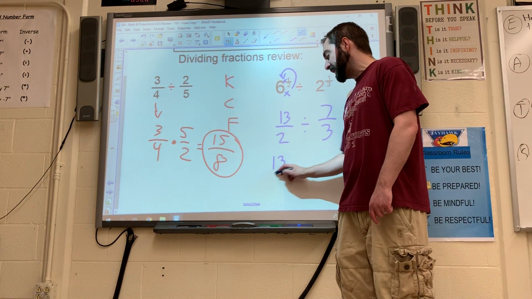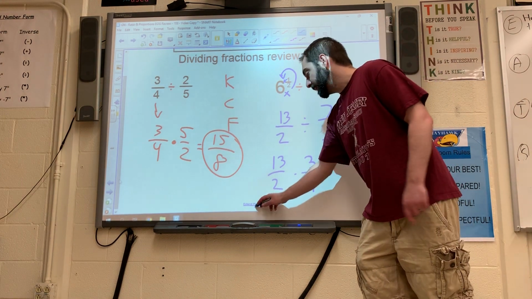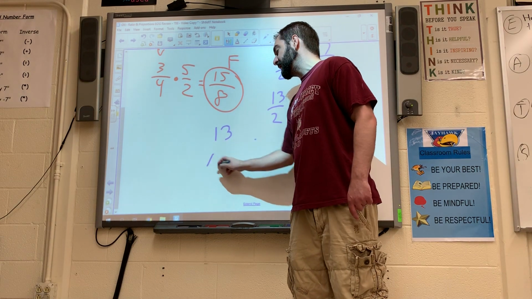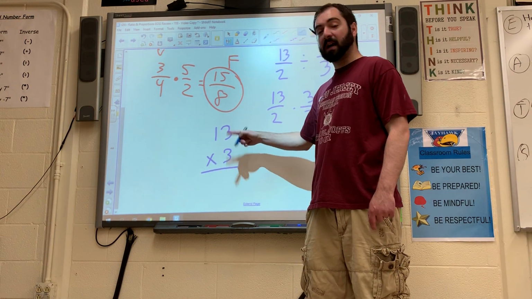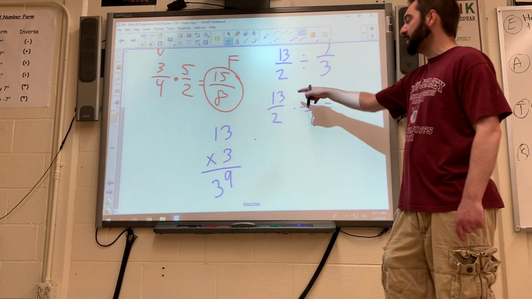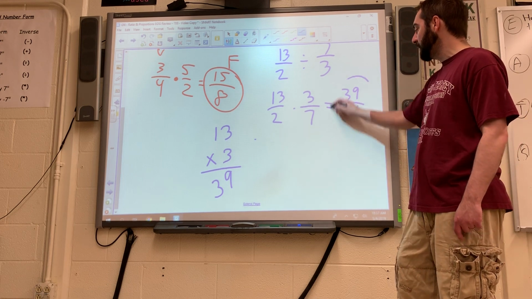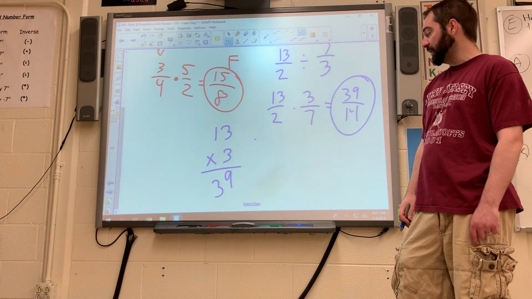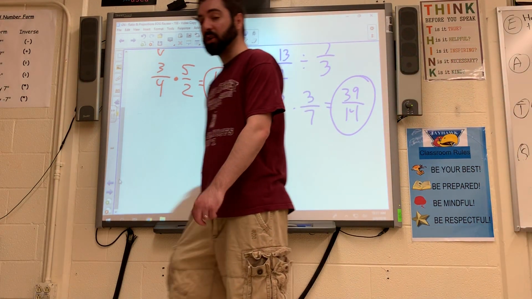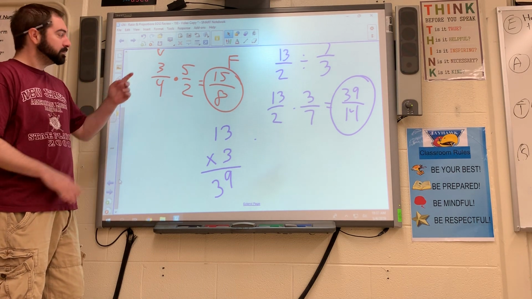Once you have it set up, keep it, change it, flip it. Now, when you have to multiply, don't be afraid to show the work off to the side. 13 times 3. 3 times 3 is 9. 3 times 1 is 3. So 13 times 3 is really 39. 2 times 7 is 14. We can go ahead and leave our answer as 39 over 14. So again, keep, change, flip. Whatever your strategy is, you need one to be able to do these without a calculator.